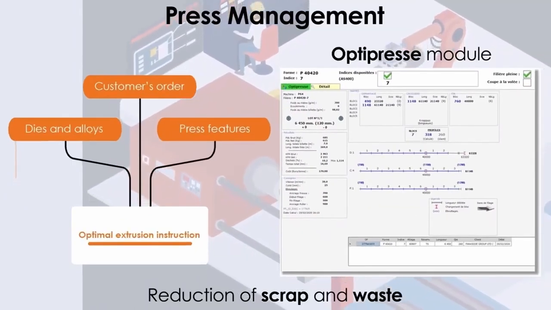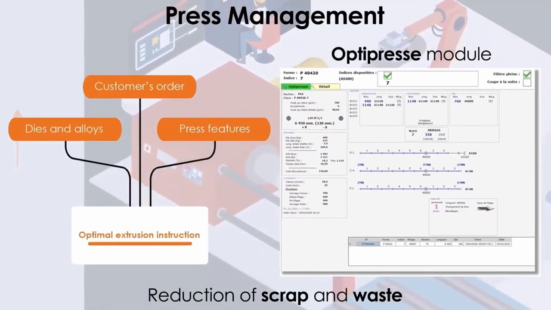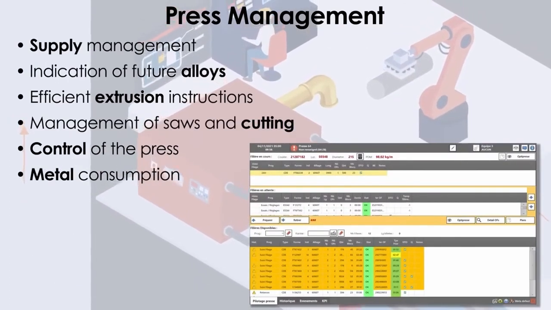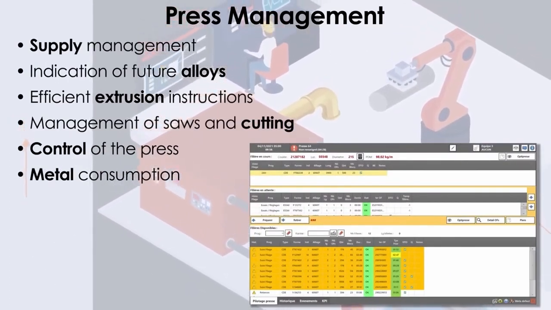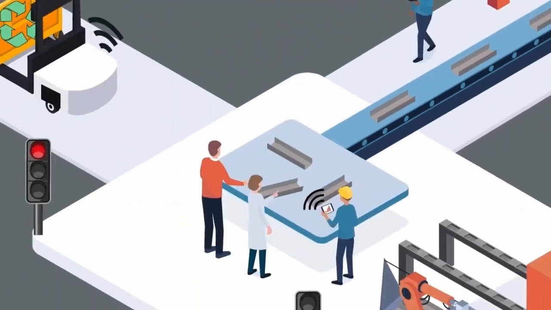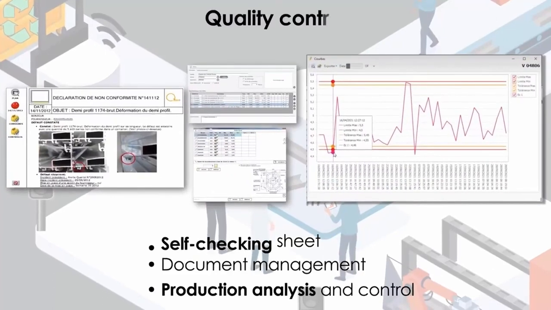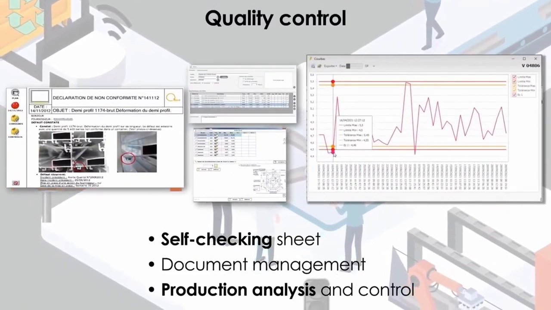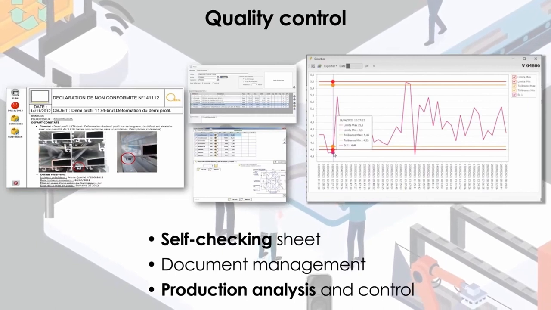An industrial intelligence module called OptiPress calculates the most efficient extrusion instructions. An operator screen allows efficient control of the press. Document management allows the operator to find all the documents associated with his current production on his interface.